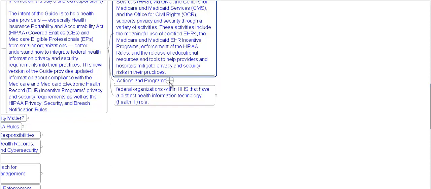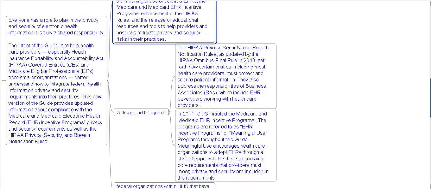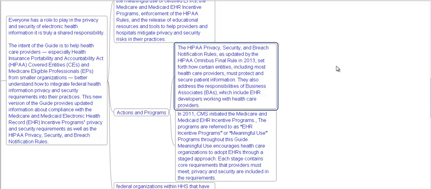Actions and programs. The HIPAA privacy, security, and breach notification rules, as updated by the HIPAA Omnibus Final Rule in 2013, set forth how certain entities, including most healthcare providers, must protect and secure patient information. They also address the responsibilities of business associates (BA), which include EHR developers working with healthcare providers.